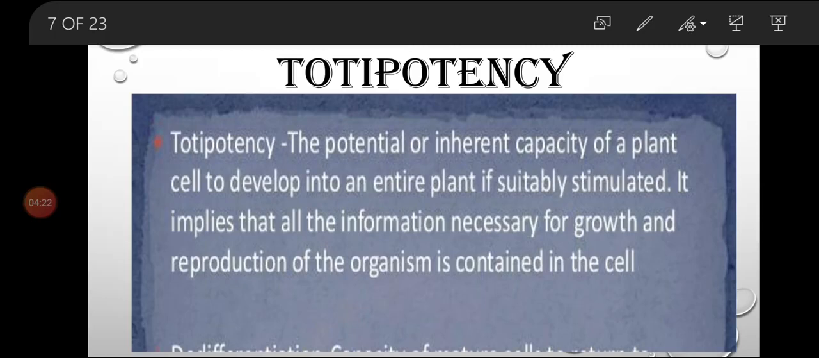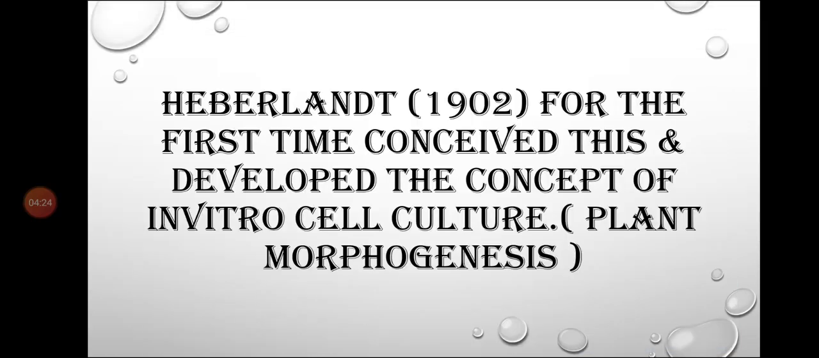This technique was first conceived and adapted by a scientist known as Haberlandt in the year 1902, who developed the concept of in vitro cell culture, known as plant morphogenesis. This technique of totipotency and plant tissue culture was first conceived by Haberlandt in 1902.